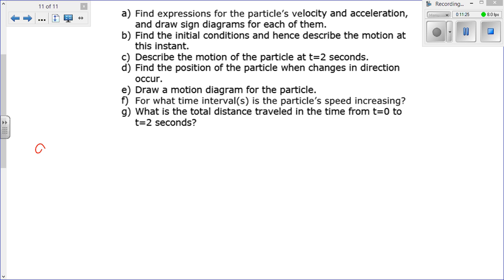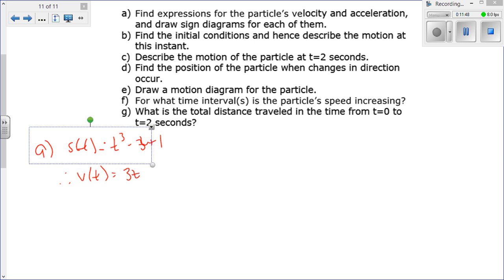Well, if s of t is equal to t cubed minus 3t plus 1, I need to find the velocity. So v of t is just the derivative of s of t, and that would be 3t squared minus 3 centimeters per second. And then a of t is the second derivative, or the derivative of v of t, and that's 6t centimeters per second squared.